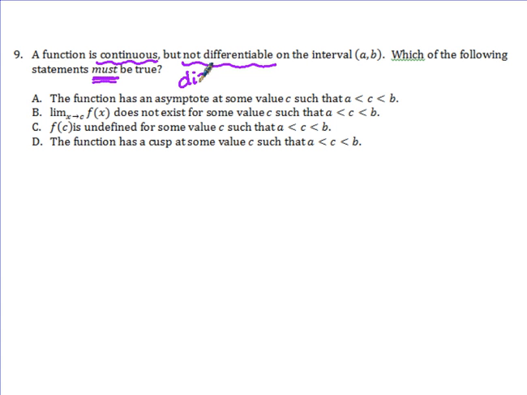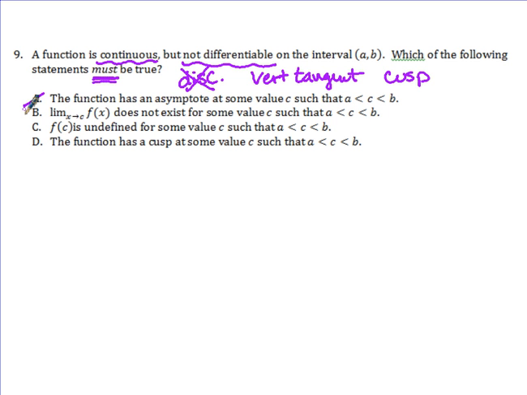That means that we either have some discontinuity, a vertical tangent line, or a cusp or sharp turn. Those are the 3 things that not differentiable means. However, they'd already told us that the function is continuous. So obviously, discontinuity is not an issue here. Let's check out our choices. Answer A, the function has an asymptote at some value C such that C is between A and B. An asymptote would imply discontinuity, and they've told us that the function is continuous, so that is not the right answer.